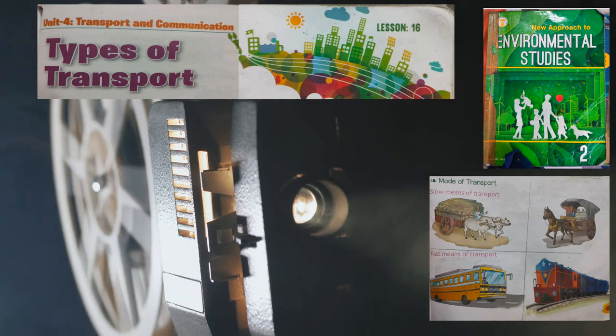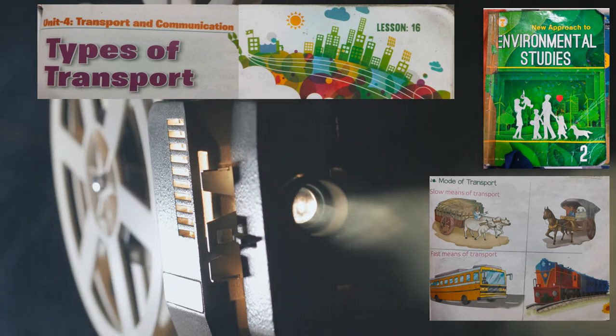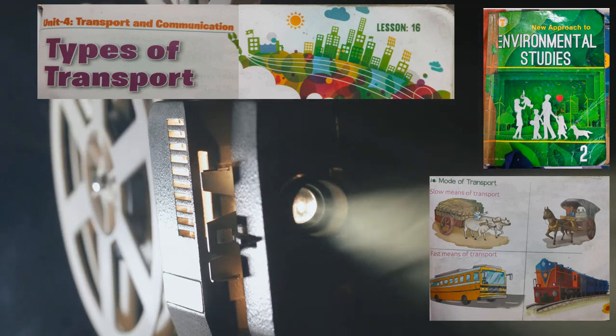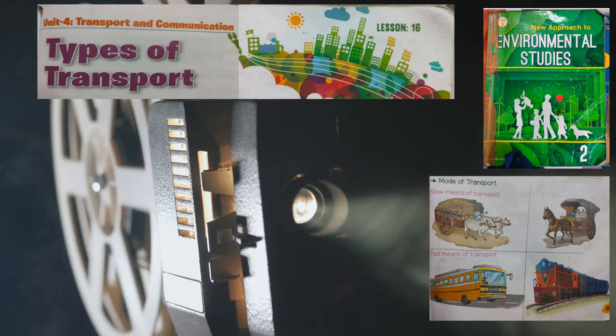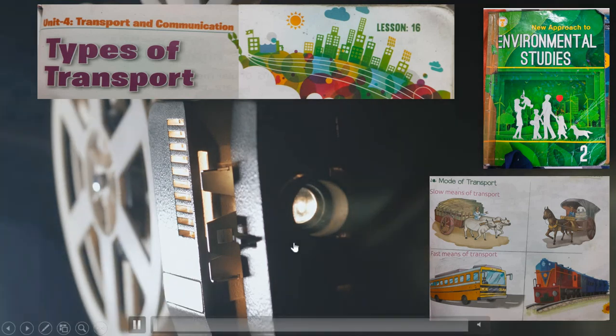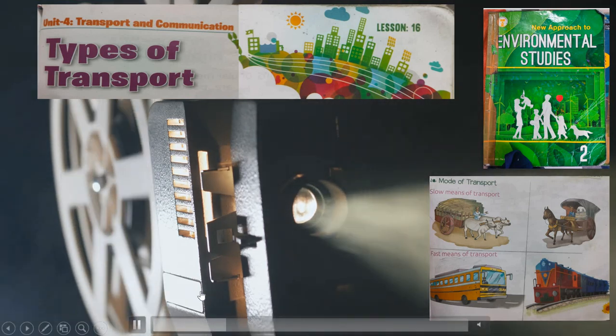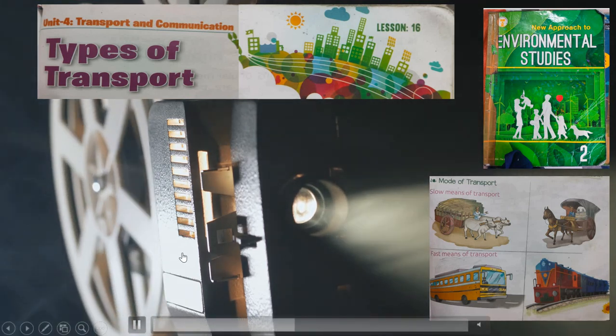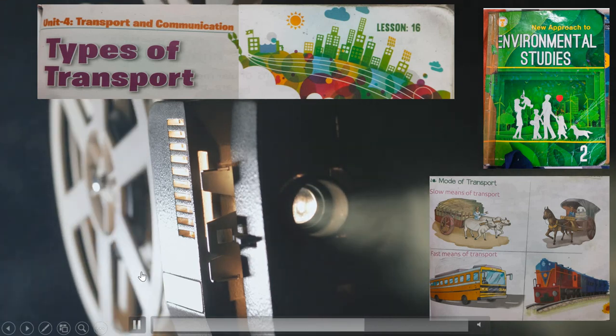And in this video, we are going to study lesson 16 of your E.V.S book. And what is the name of the lesson? It's types of transport. And in the background, you see the picture of a train engine. Its wheel is moving. So it is also a means of transport.